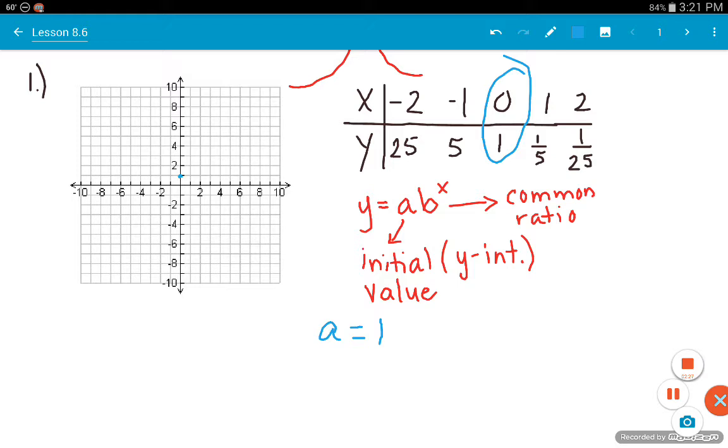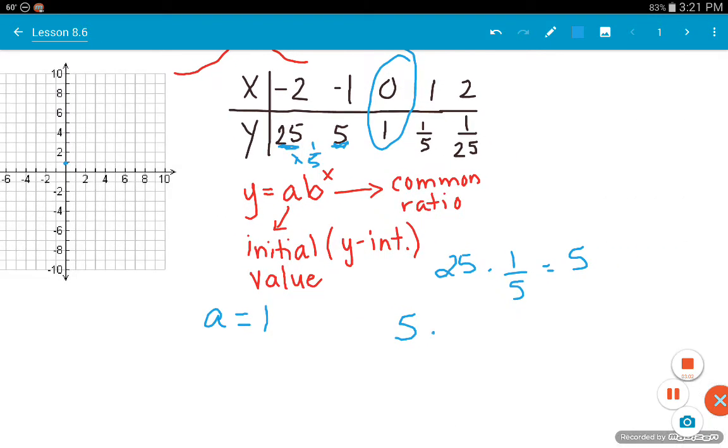Our b value we're going to get by figuring out what we're multiplying 25 by to get 5. If we're going to multiply 25 by something and get out 5, the only thing that will work is the fraction 1/5. If you multiply 25 by 1/5, you're going to get 5, which is what we want. A good thing to do, though, is to not just take the very first thing that works. Check it on the next value. Check 5. If you multiply 5 by 1/5, do you get 1? Yes, the answer is yes. Same thing here. So it works in this step.